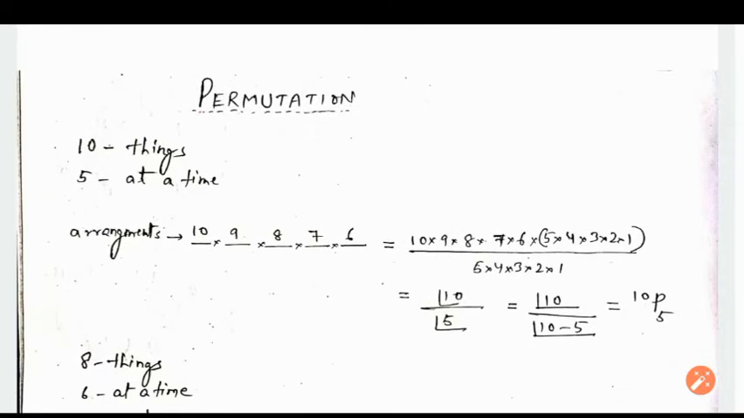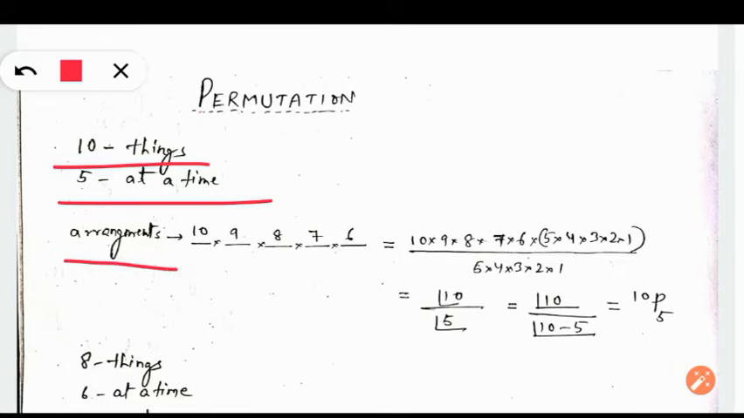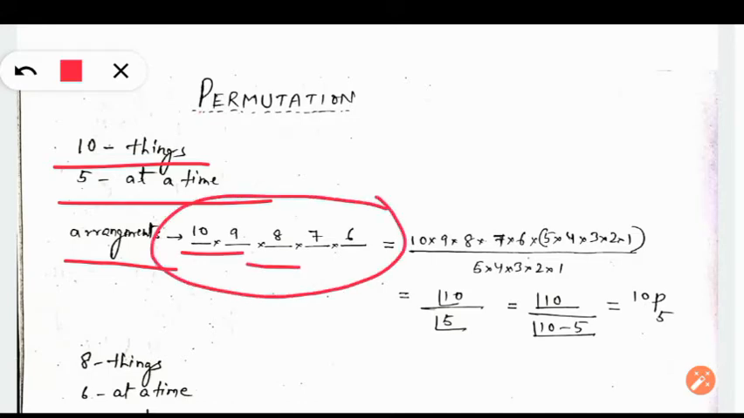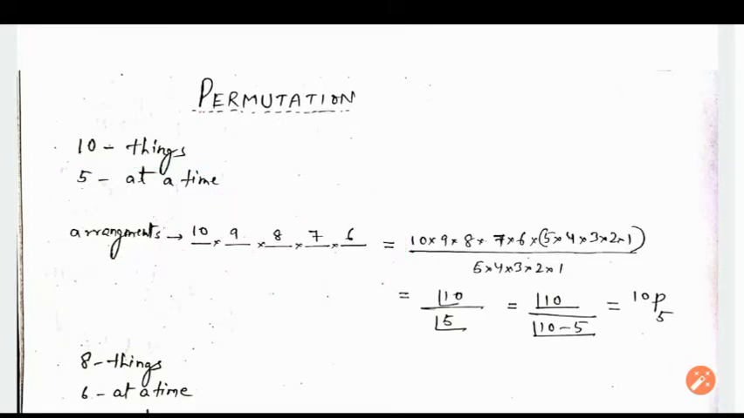Now see, if we have 10 things and 5 places, or 5 at a time, we are required to find the permutation, or number of arrangements, of 10 things taking 5 at a time. So see the arrangements, in how many ways we can do that. 5 at a time means we need to arrange 10 things in 5 places, right? So see, I have drawn here 5 places, 5 gaps: 1, 2, 3, 4, 5 gaps are there.